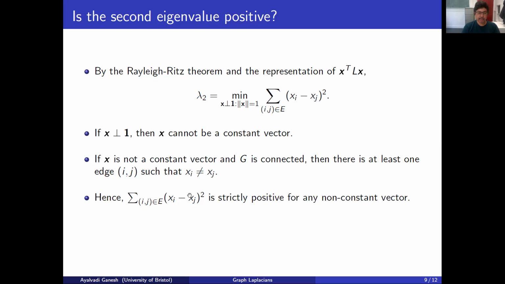Okay, so on a connected graph, we've shown that this sum is strictly positive for any non-constant vector. And therefore, lambda 2 is strictly positive.